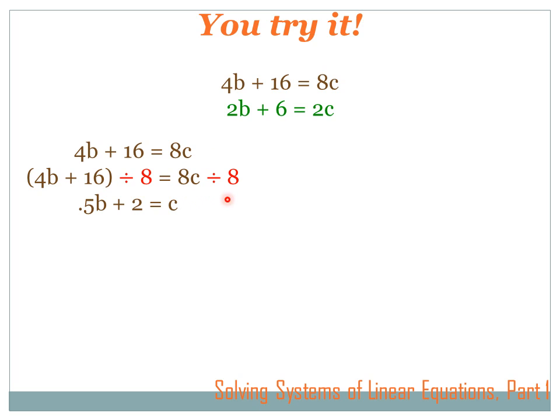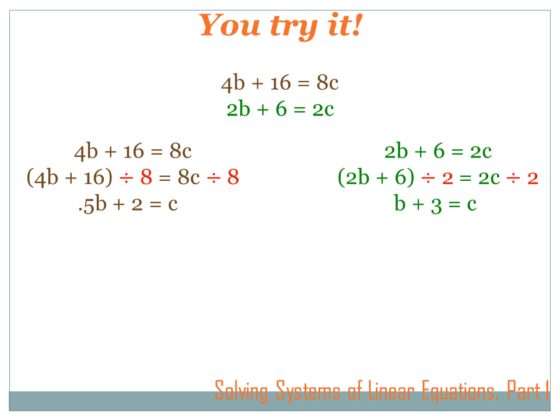On the right side, I've got 8c divided by 8, which is c. On the left side, I've got 4b divided by 8, which is a half a b, or 0.5b. And I've got plus 16 divided by 8, which is 2. So I know that c equals 0.5b plus 2.